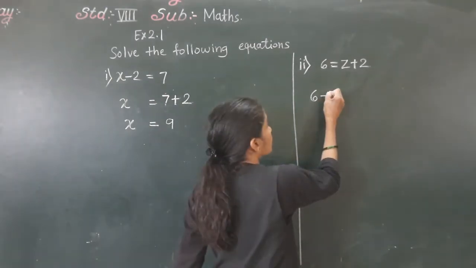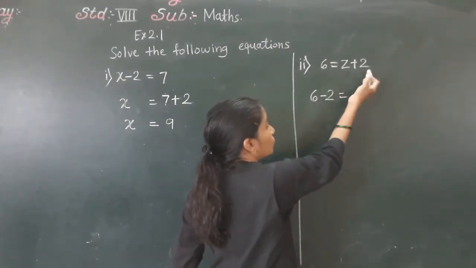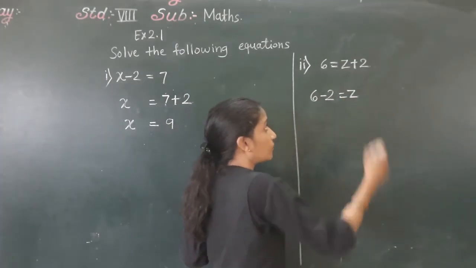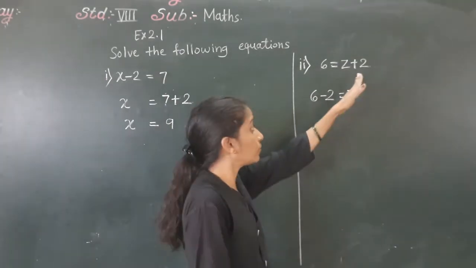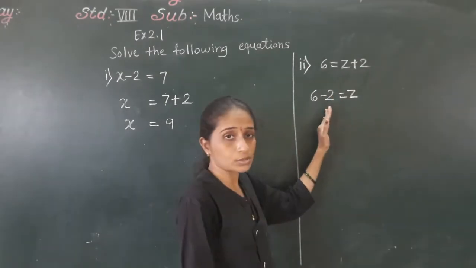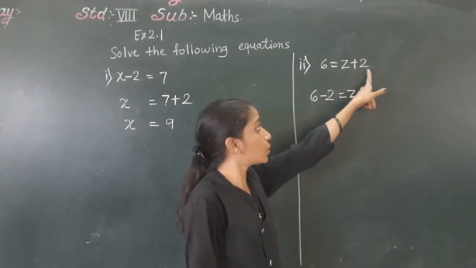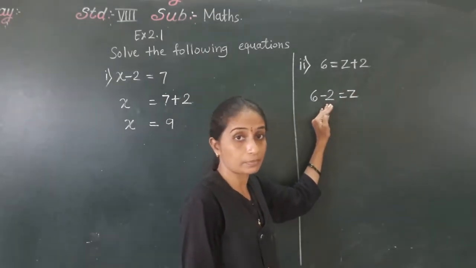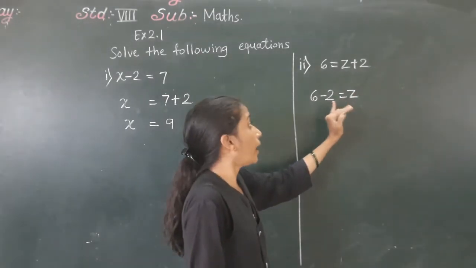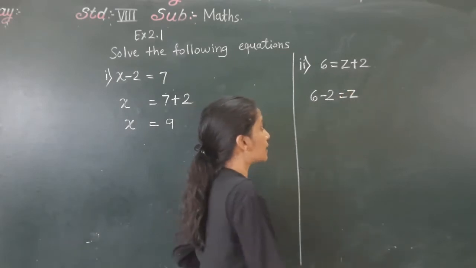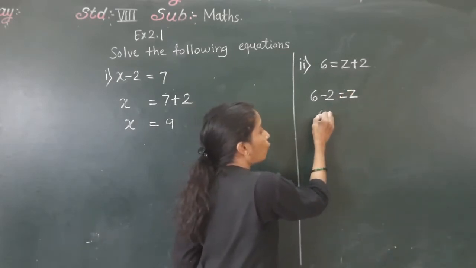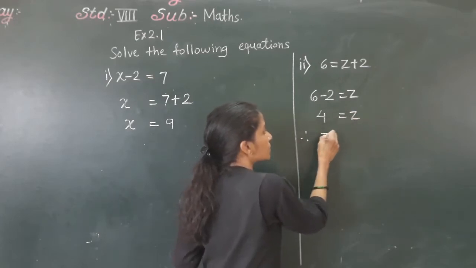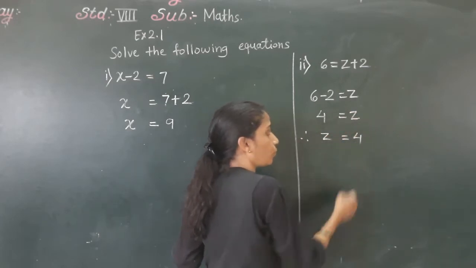Okay, so minus 2. Now 2 we have already transferred. So for the right hand side, what will remain? Z will remain as it is. See, 2 we have transferred to the left hand side. 2 is plus on the right hand side; we have transferred it to the left hand side, so it becomes minus. And equal to z as it is. 6 minus 2, 4 is equal to z. Therefore, z is equal to 4.